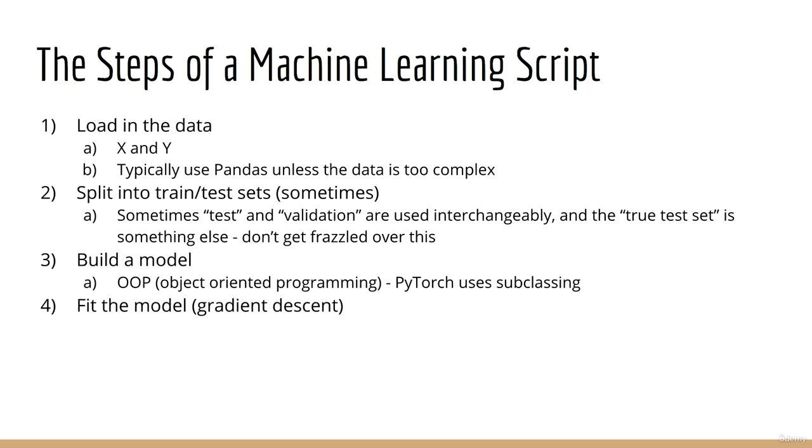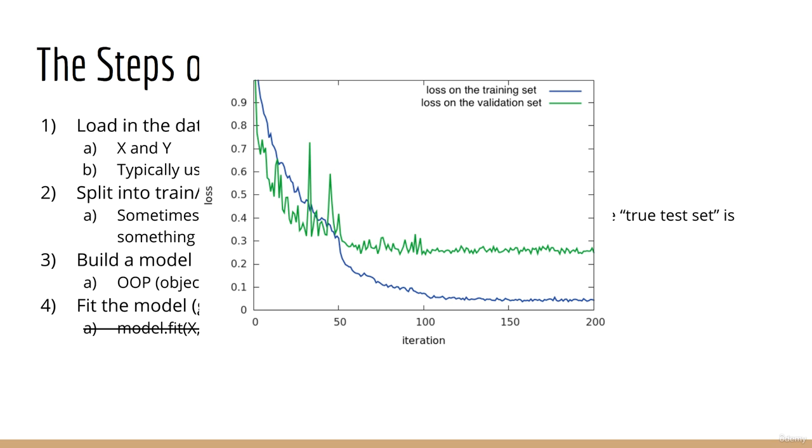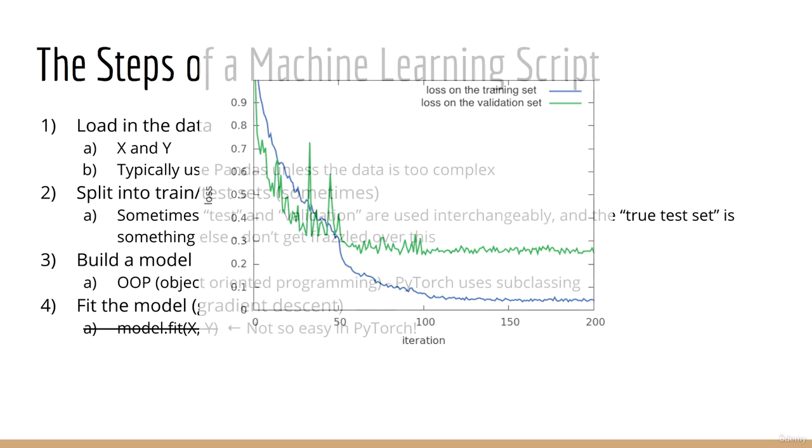Number 4, we fit the model. In Scikit Learn, this just means calling the fit function on the model and passing in your training data. In deep learning, this is a little more complicated because we have many more options. Since training in deep learning involves an iterative training algorithm known as gradient descent, we typically plot a loss per iteration when we are finished training to confirm that our training process has converged as expected. If it didn't, we have to go back and make changes.